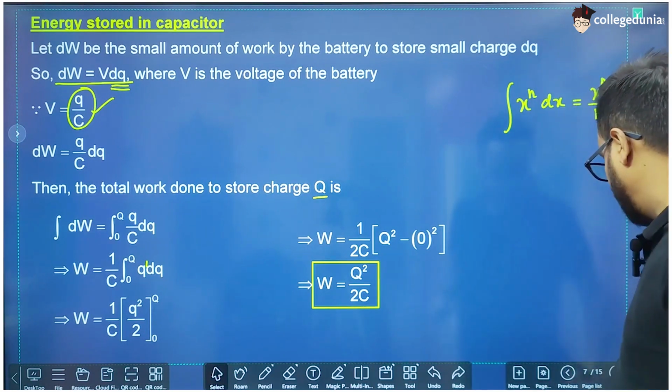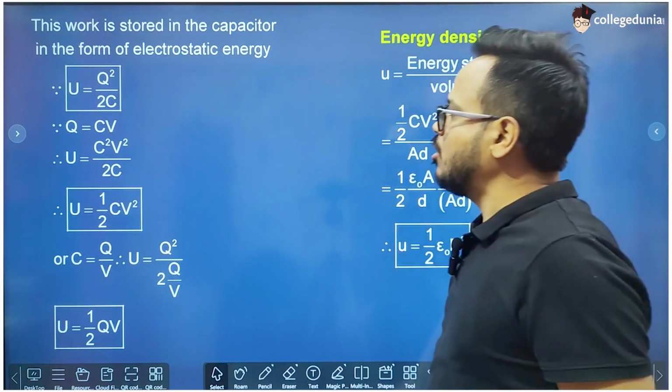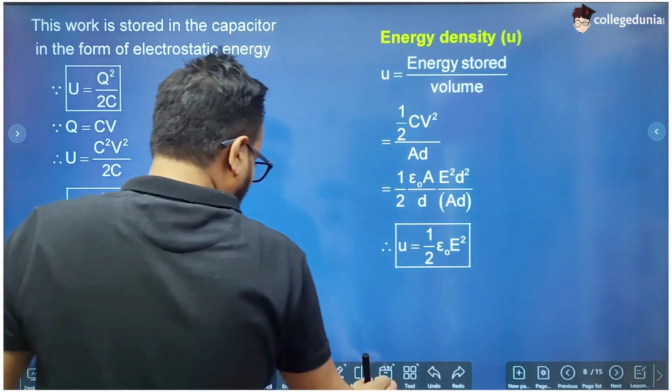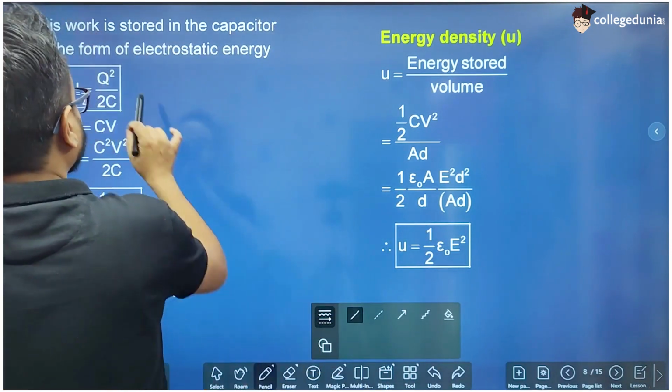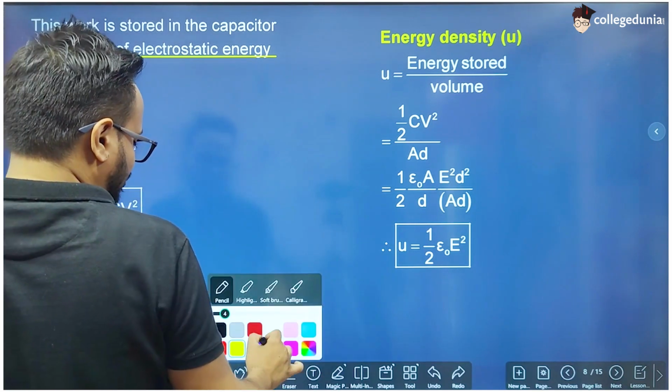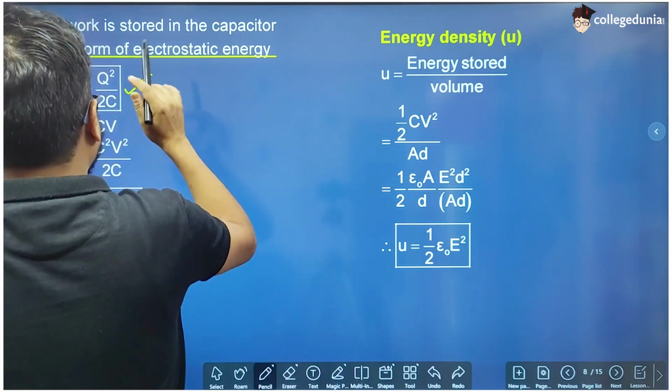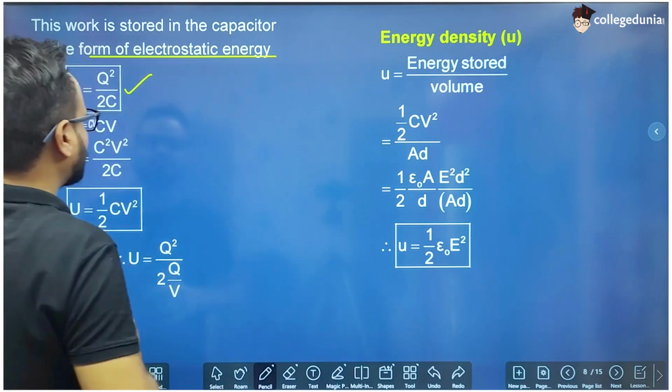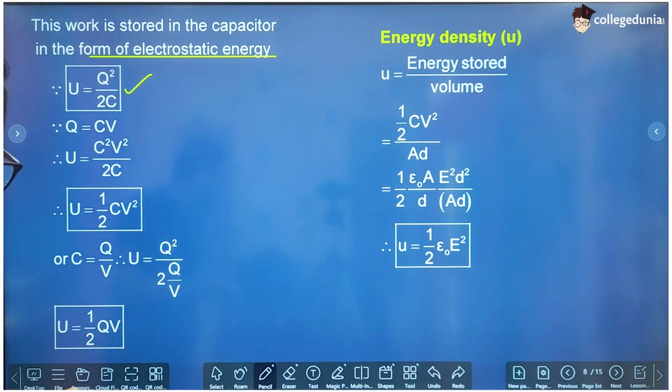And this work is stored in the capacitor in the form of some kind of energy, and that energy is electrostatic potential energy, Q square by 2C. So this is one formula for electrostatic potential energy.